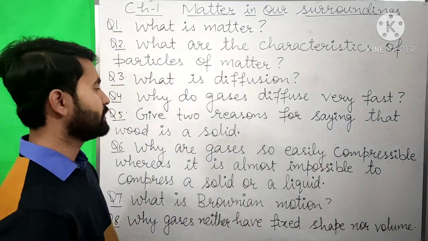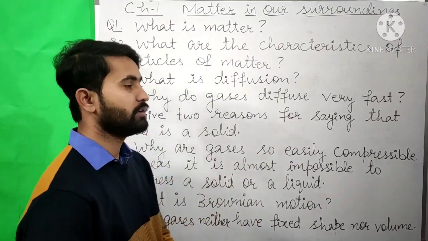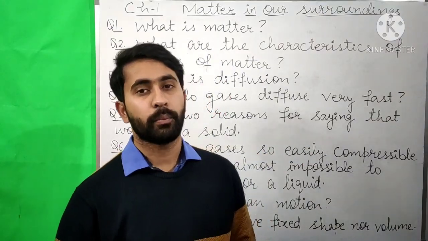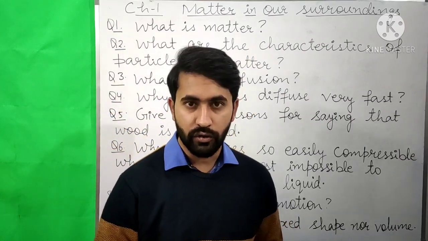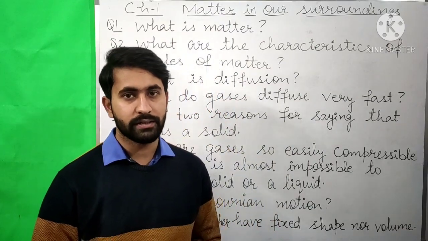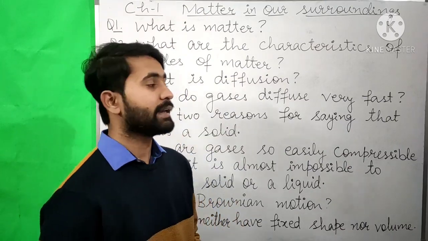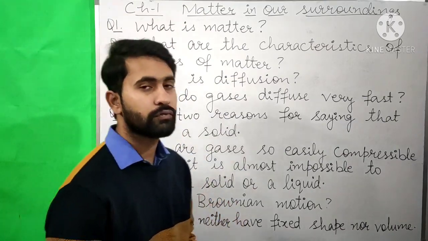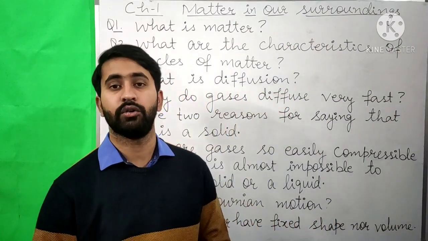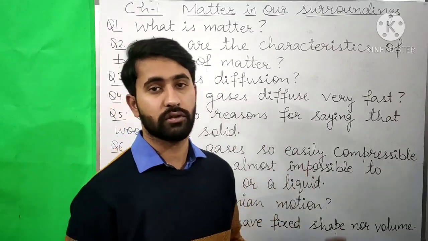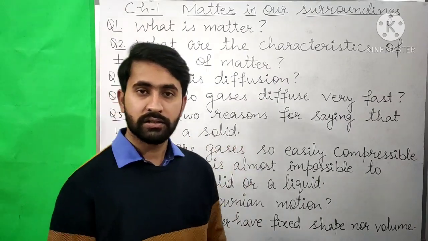Now our next question is, give two reasons for saying that wood is a solid. We know that the properties of a solid are, solids have a fixed shape, they have a fixed volume, solids cannot be compressed, they have high density, and they do not fill their container completely. Now as we can see in the case of wood, it has a fixed shape, it also has a fixed volume, and the density of the wood is also very high. So we can say that wood is a solid.